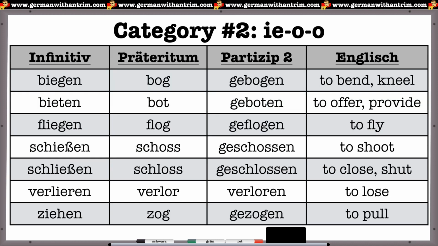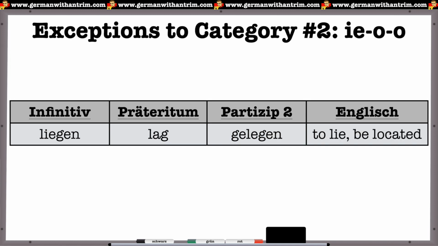Verbs that have IE in their infinitive tend to have O's in their past tenses. For example, biegen, bog, gebogen. Bieten, bot, geboten. Fliegen, flog, geflogen. Schießen, schoss, geschossen. Schließen, schloss, geschlossen. Verlieren, verlor, verloren. Ziehen, zog, gezogen. Of course, there are exceptions to that pattern as well, most notably liegen, lag, gelegen.